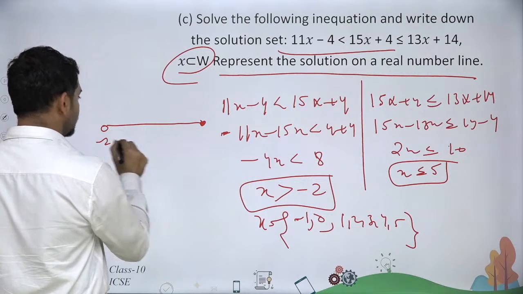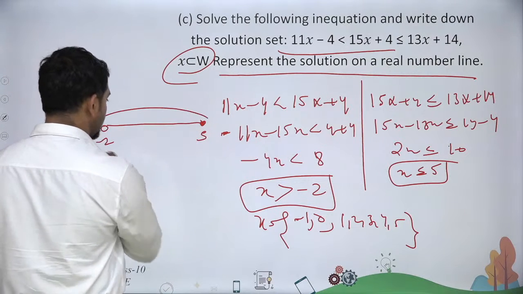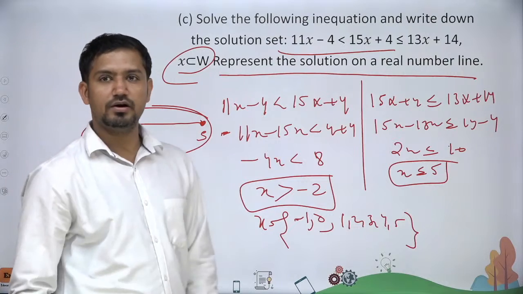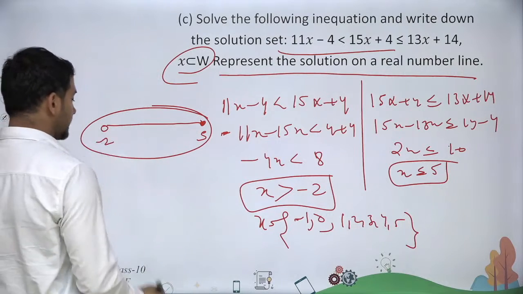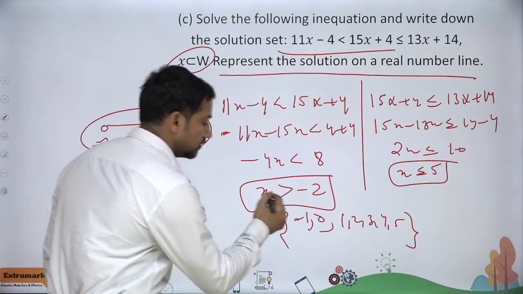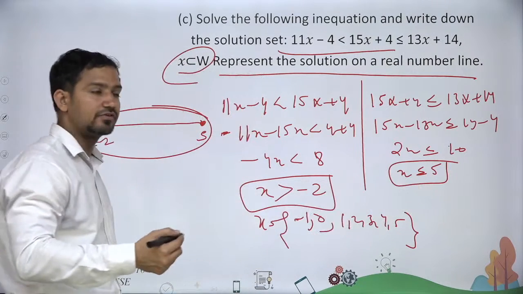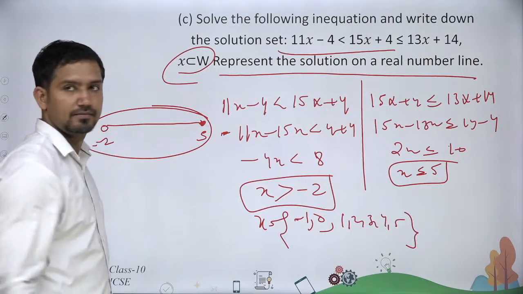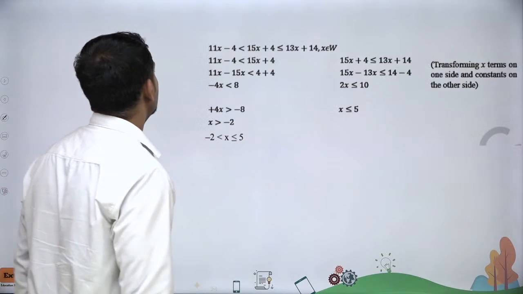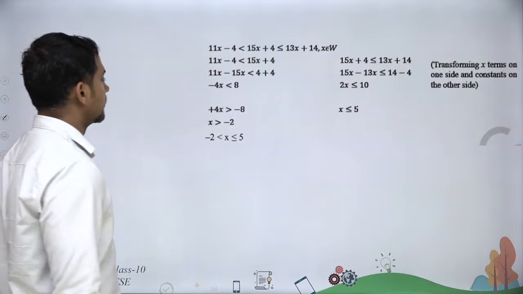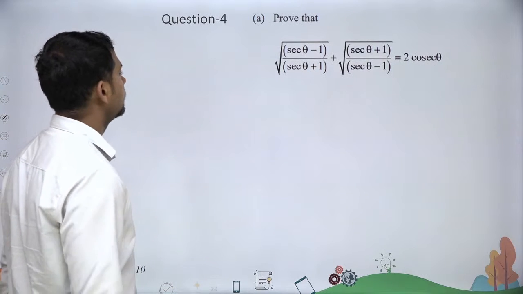This point is -2 and this point is 5. Okay, this we have to represent on the number line. At -2, the equality sign is not coming, and in this one the less than or equal to sign has come. That's why this point is closed. Okay, now see the solution. Okay, the solution part. Now come to the next.